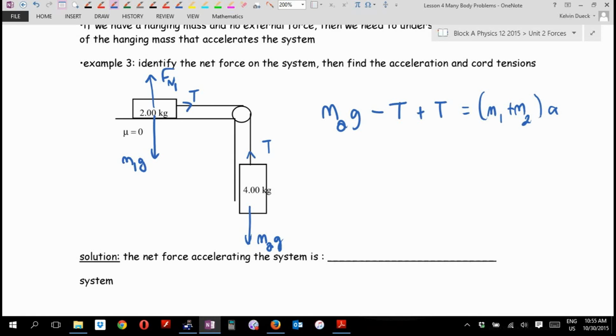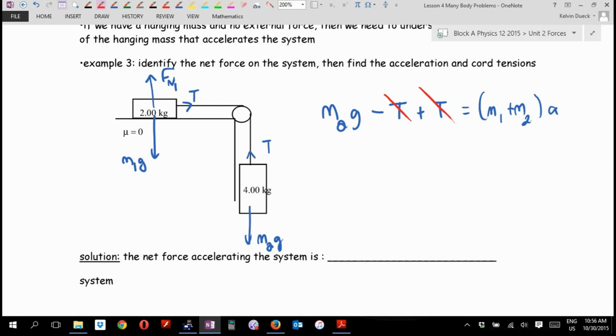Why am I relaxed? Oh, I love it when I lose tension. So nice. Okay. If I stopped right here, this is the first part where it says identify the net force. There's my net force equation.